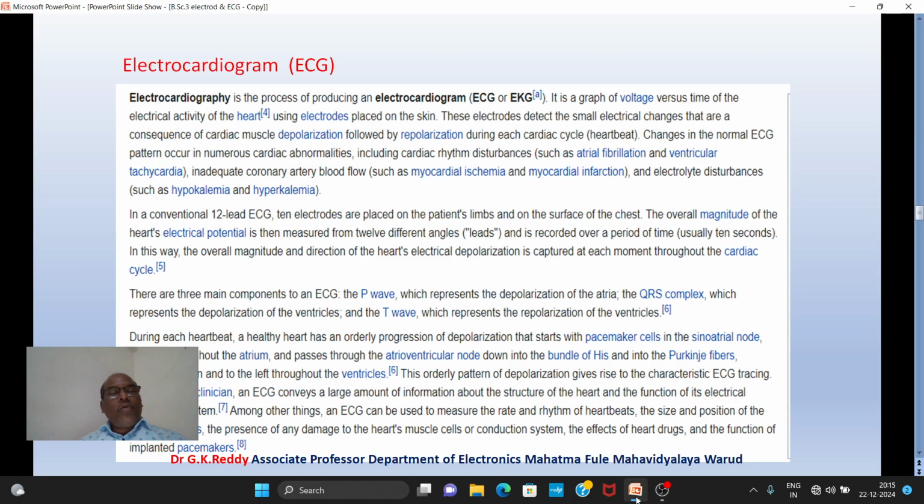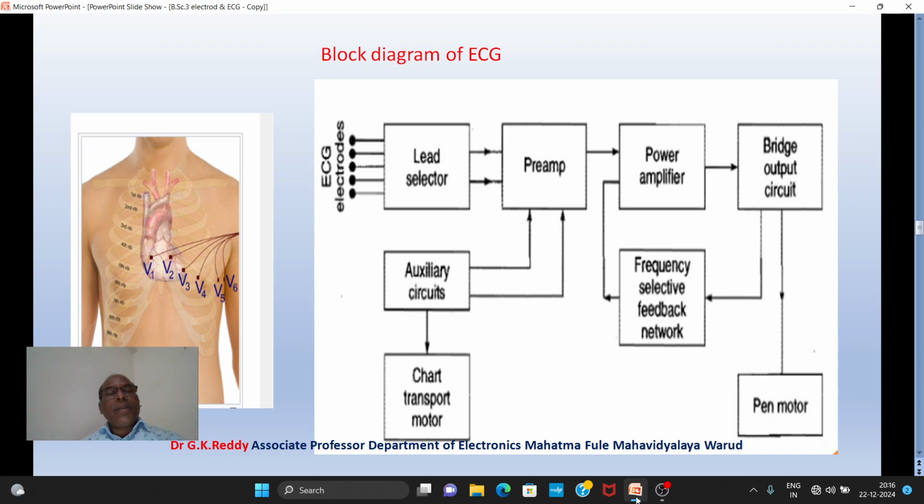In a conventional 12-lead ECG, 10 electrodes are placed on the patient's limbs and on the surface of the chest. The overall magnitude of the heart's electrical potential is then measured from 12 different angles and recorded over a period of time. In this way, the overall magnitude and direction of the heart's electrical depolarization is captured at each moment throughout the cardiac cycle.